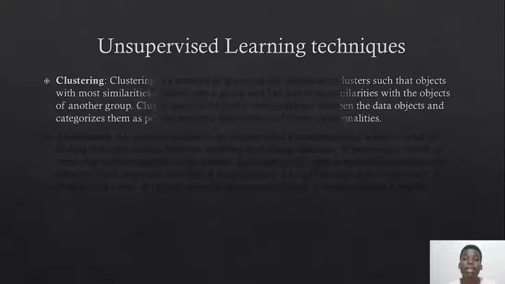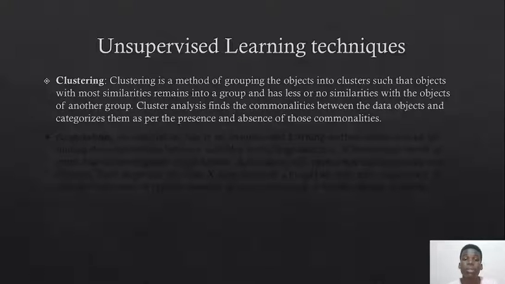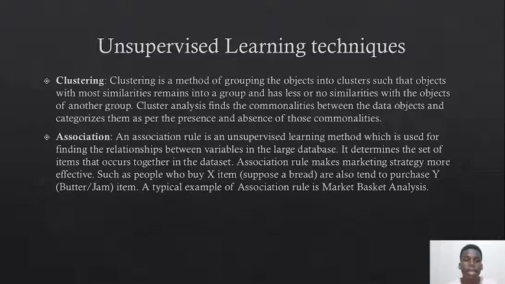Let's go to our next slide. In the next slide, we have the unsupervised learning techniques. Under the unsupervised learning techniques, we also have two categories. The first one is clustering, and the second one is association. Clustering is a method of grouping objects into clusters such that objects with the most similarities remain in the same group, whereas those with less or no similarities are put in other groups. Then association is a type of unsupervised learning method which is used for finding the relationship between variables in large databases.